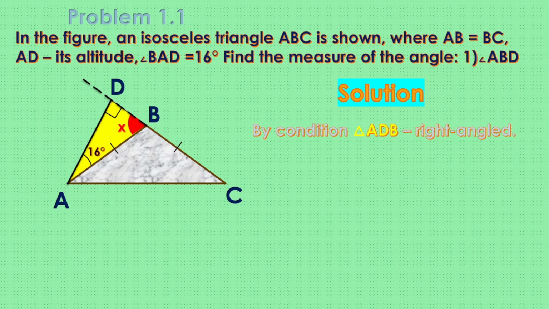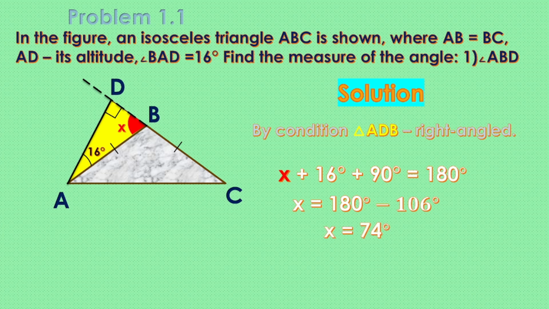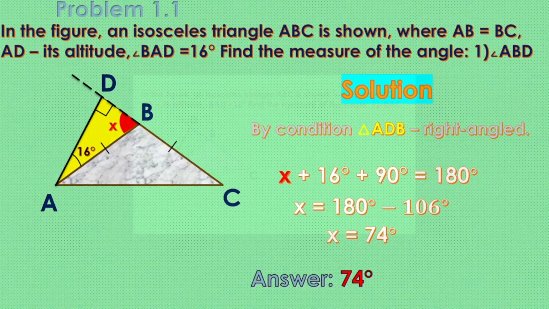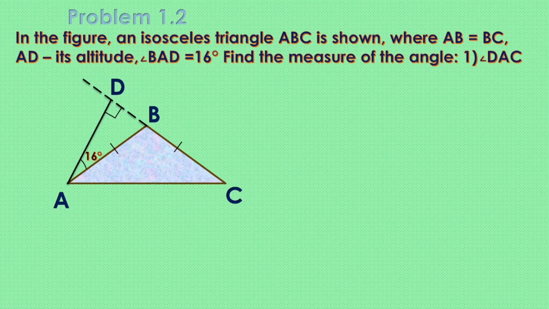We know that the sum of the angles in a triangle is 180 degrees. Therefore, I make an equation to find X. Adding all its angles, 16 degrees, 90 degrees, and X, must give, in sum, 180 degrees. Thus, X equals 180 degrees minus 106 degrees equals 74 degrees. That is our answer.